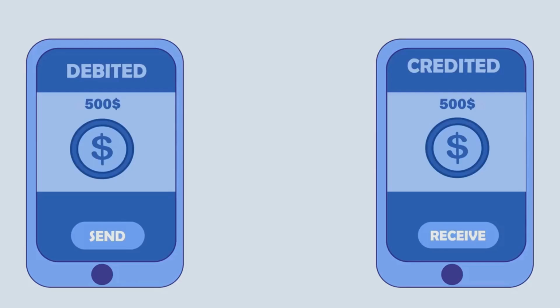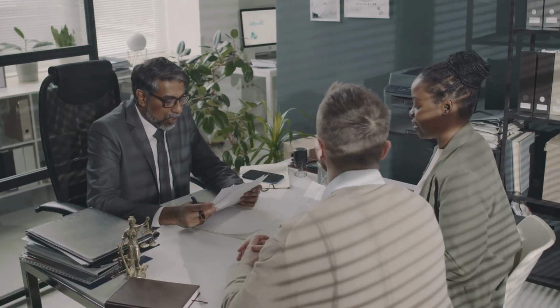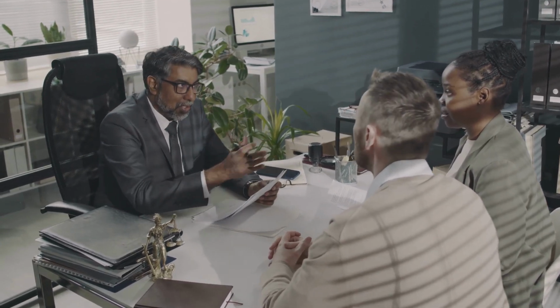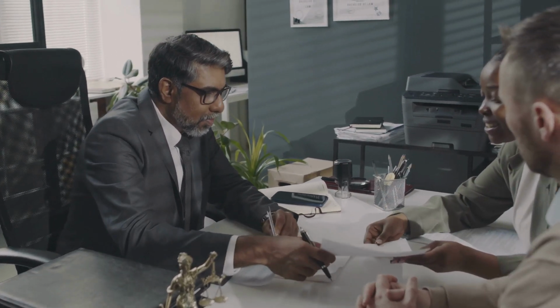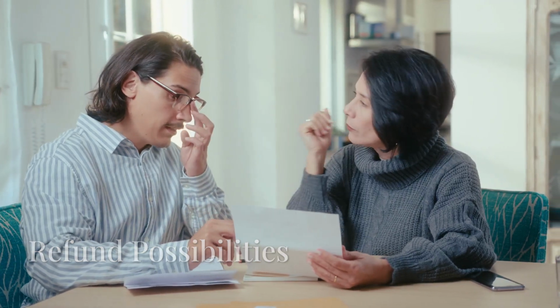What is MT103 in Swift transfers? MT103 is a standard message format used for international wire transfers under the Swift network. It provides details about the sender, receiver, amount, and transaction reference. Since it is a legally binding proof of payment, reversing an MT103 transfer is not automatic and depends on various factors.